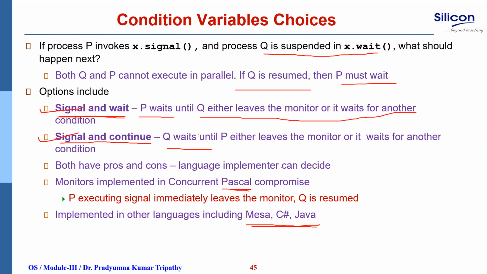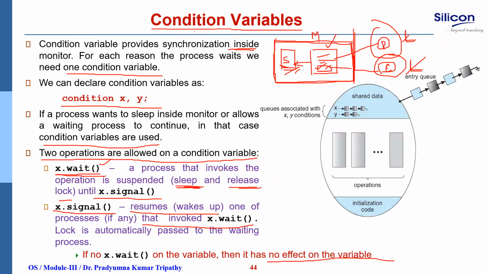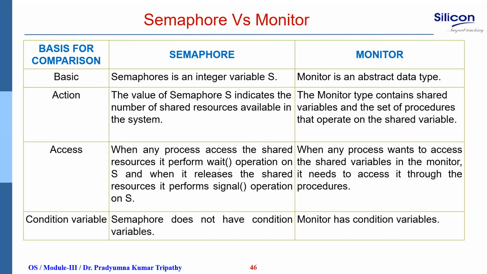Correct? So condition variables synchronize inside the monitor, and they have two functions, signal and wait. Actually, it has three functions, but in your book two are given, wait and signal. It has wait, signal, and broadcast. Broadcast informs all the waiting processes. Three operations: wait, signal, and broadcast. So anyway, the major operations are wait and signal. Correct?